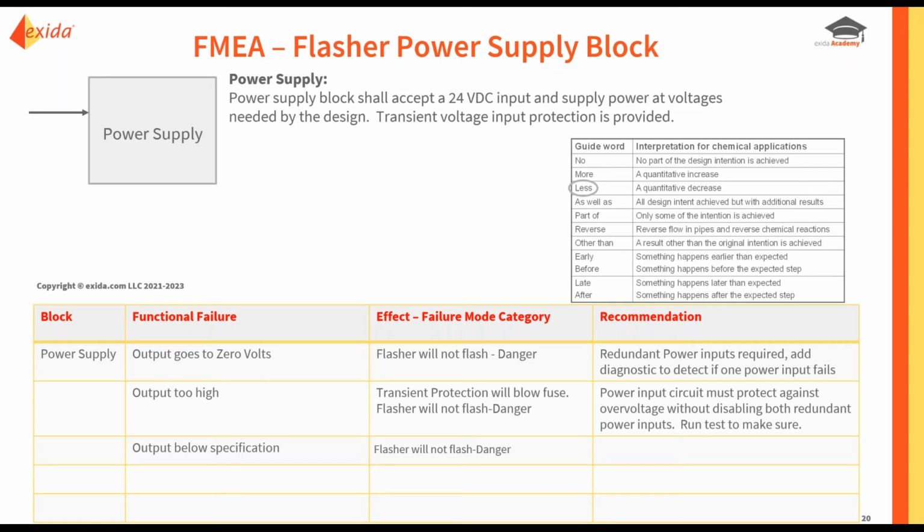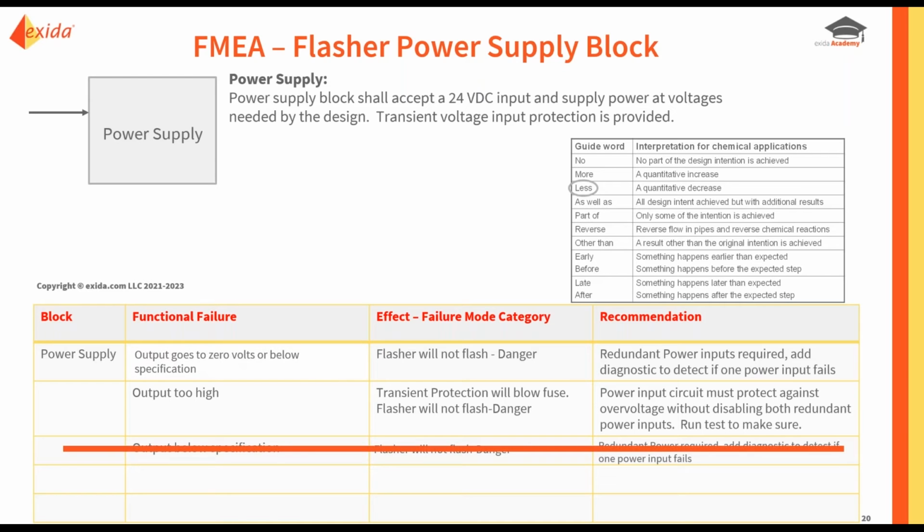If we get an output failure in one of the power supply blocks, the other power supply block will keep the system working properly. So the same recommendation is required for a low voltage and a zero voltage. I don't know that we need to specify. I think it would be so much better if we just merged the low voltage and the 0 volts into one. So we're going to cross this one off and change the upper one to output goes to 0 volts or below. Okay, good. Let's keep going.